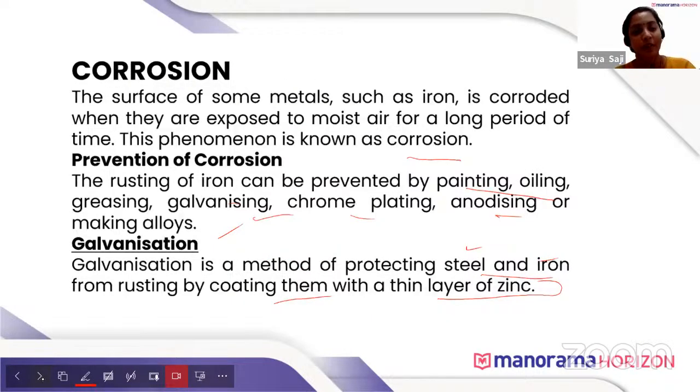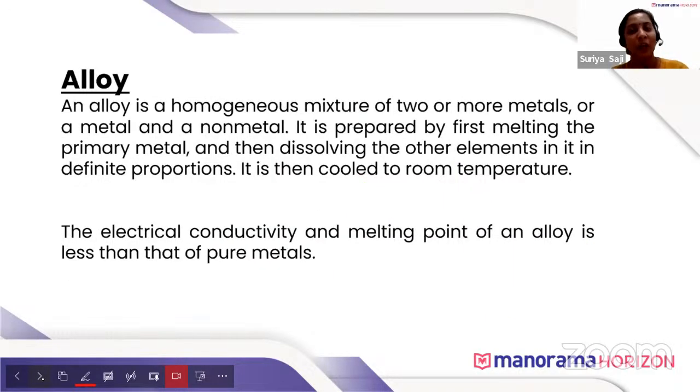So we have discussed corrosion. I hope it's fine. Then alloys. An alloy is a homogeneous mixture of two or more metals. We know it. If metals are not capable of giving those properties in the full sense, what will we do? We will make alloys. We will make a mixture of two or more metals, and we will make the properties better, so that we can use it for a long time. In the long run, we can use it. So alloys we will prepare.